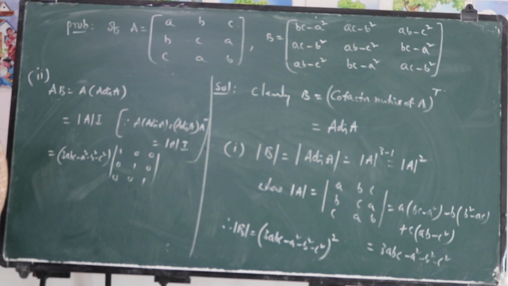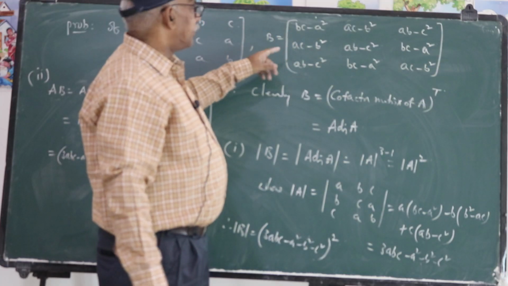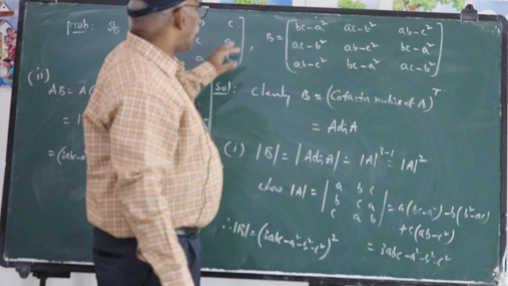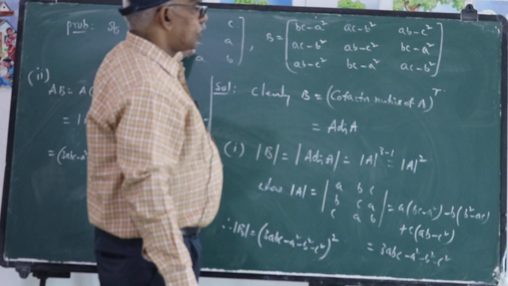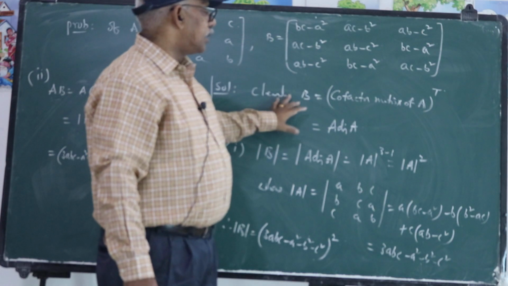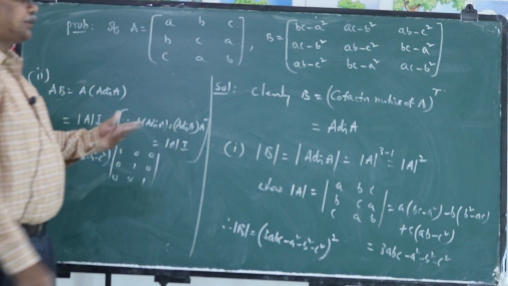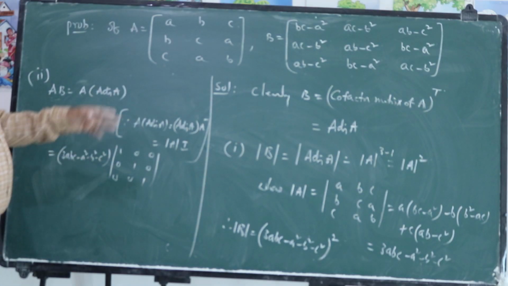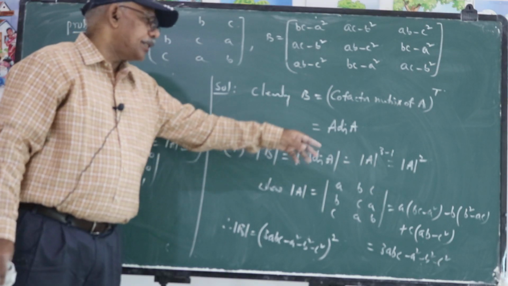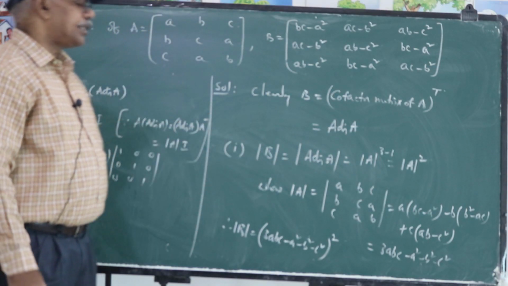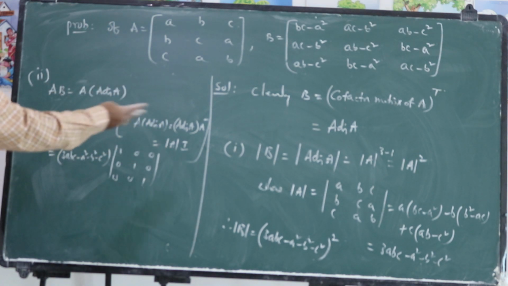The main point of this problem is this. Once you observe the elements of B, they are all cofactors of the elements of A, and B becomes the transpose of the cofactor matrix. Since the transpose of the cofactor matrix is adjoint A, we get B as adjoint A. So the determinant of B is the determinant of adjoint A itself. That gives us det A square. Based on the determinant of A itself, we get these values.